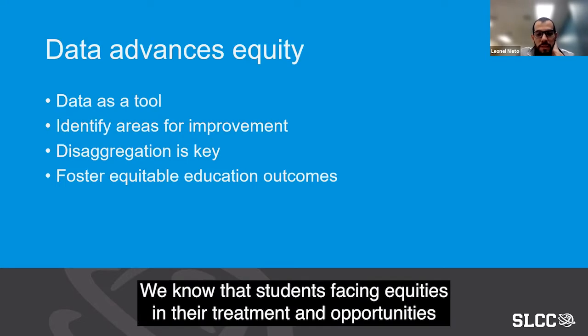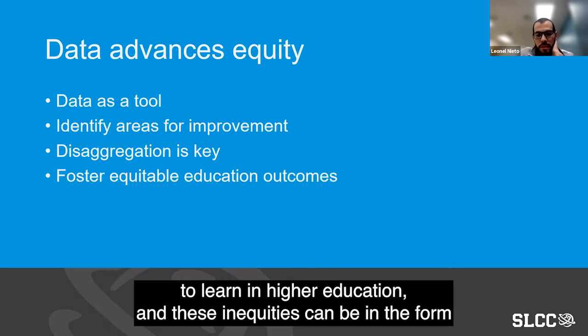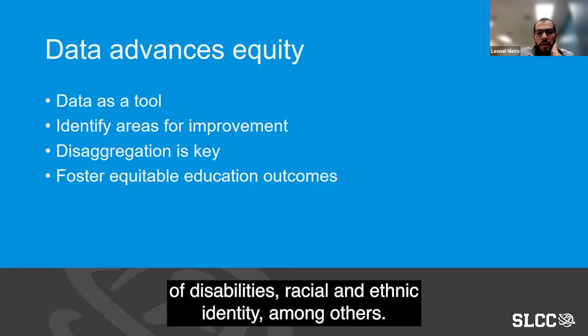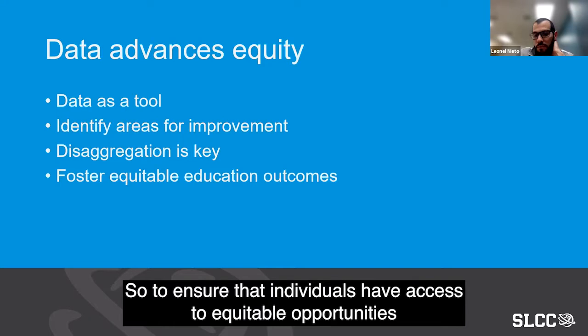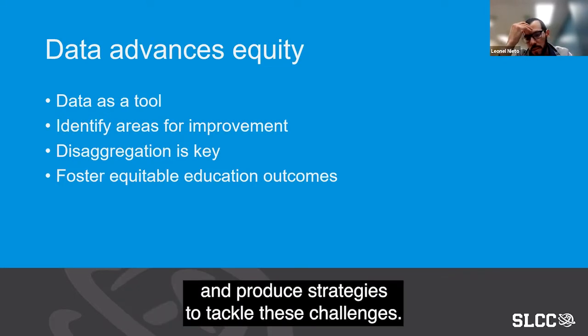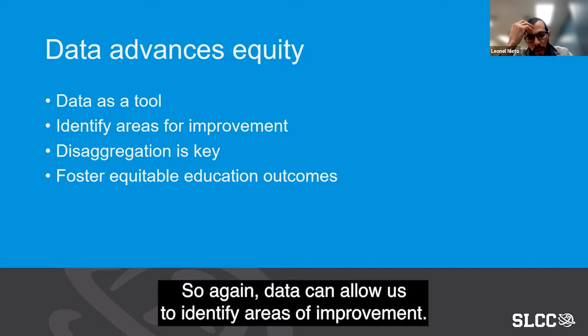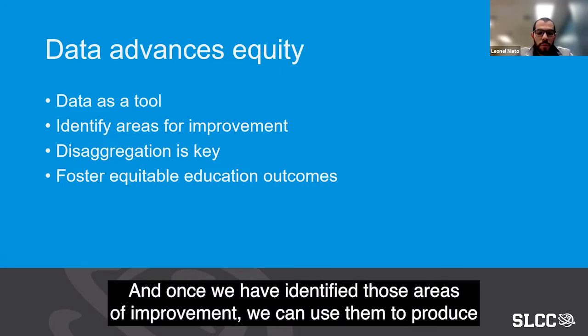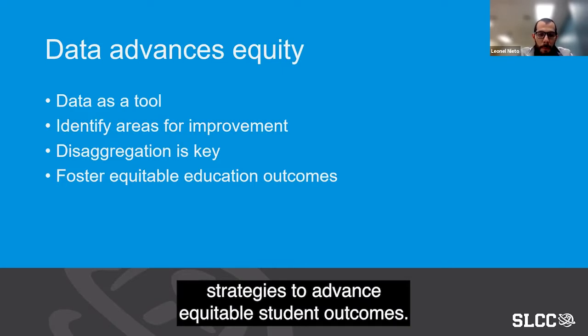We know that students face inequities in their treatment and opportunities to learn in higher education, and these inequities can be in the form of disabilities, racial and ethnic identity, among others. So to ensure that individuals have access to equitable opportunities that lead to success in education and beyond, we must use data to address and produce strategies to tackle these challenges. So again, data can allow us to identify areas of improvement. And once we have identified those areas of improvement, we can use them to produce strategies to advance equitable student outcomes.